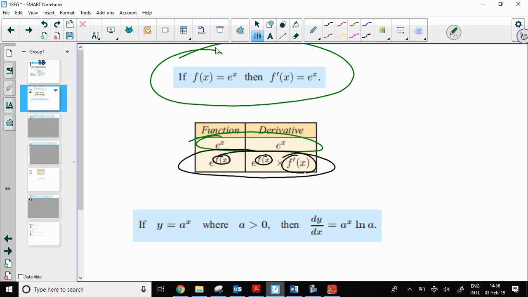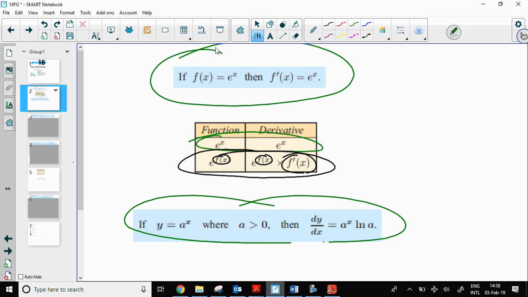Rule number 2, down at the bottom. This is also in the formula book for any other exponential function. So here, written as a to the power of x, the derivative is a to the power of x multiplied by the ln of a.